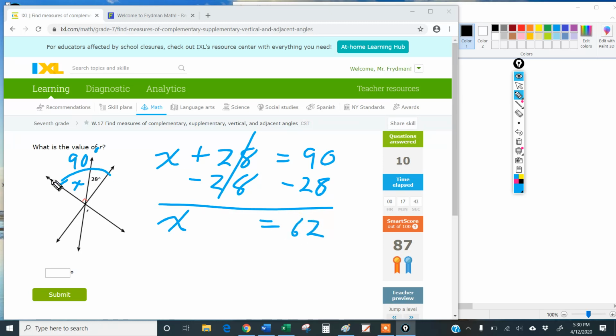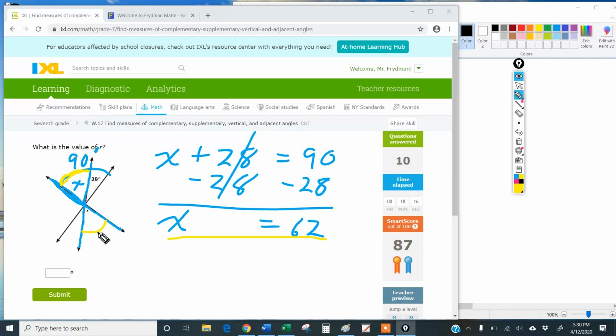So x is equal to 62, but x is made from this line and from this line. And if we extend those lines, we see that angle x, maybe this is a little bit confusing how I drew it, but angle x is just from here to here. So angle x is vertical to this angle r. And we just figured out that angle x equals 62. So angle r must also be 62.